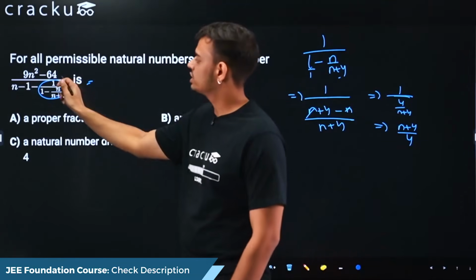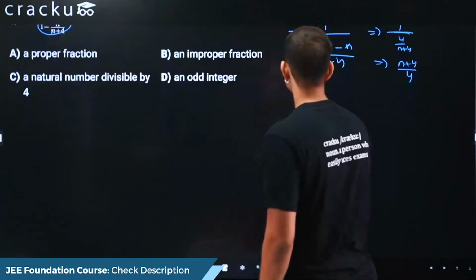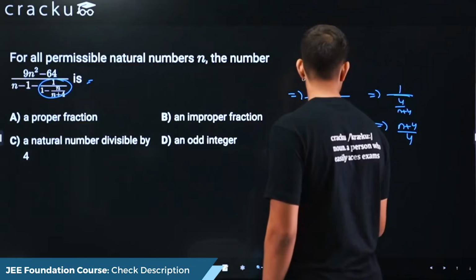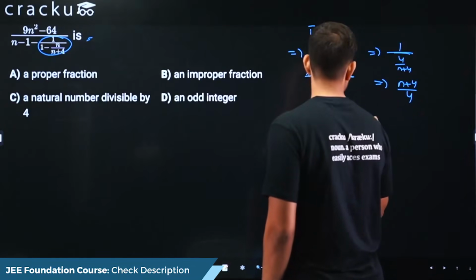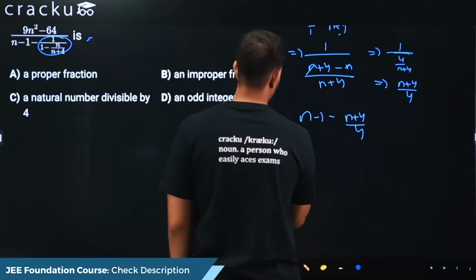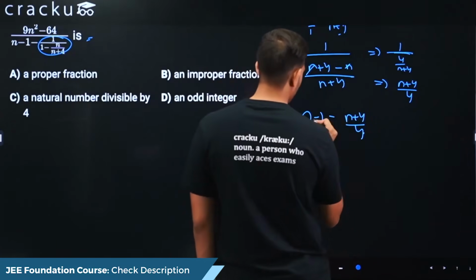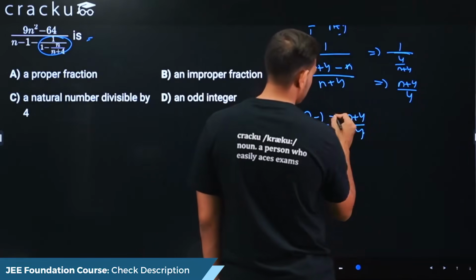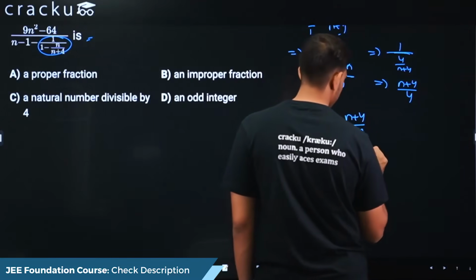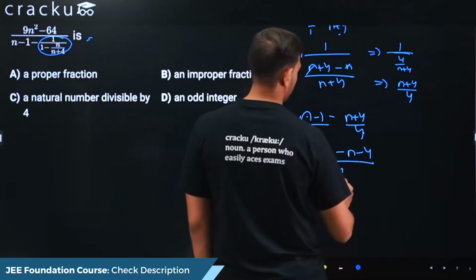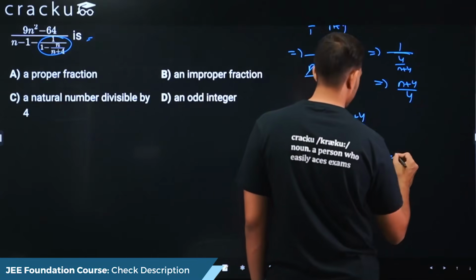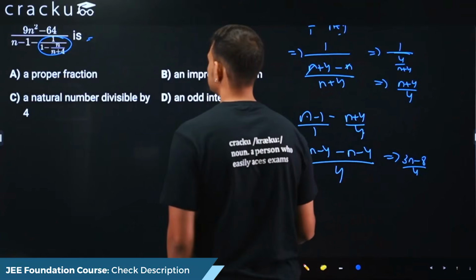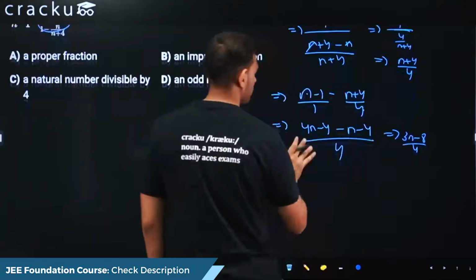Now I will calculate the denominator. Denominator is n minus 1 minus this value, which is n plus 4 by 4. 4 multiplies here, 4n minus 4 is 1. Minus n plus 4, which is minus n minus 4. This comes out to be 3n minus 8 by 4. This is the denominator. What is the numerator? 9n square minus 64.